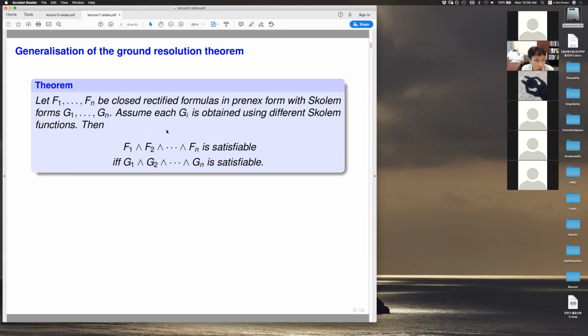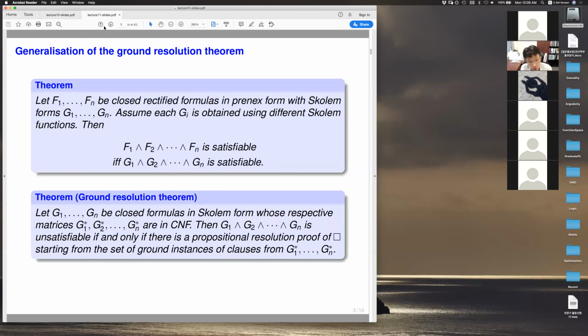If you do so, although the Skolemization is done independently, you can show that the conjunction of F1 up to Fn is satisfiable precisely when G1 up to Gn is satisfiable. In other words, as long as you ensure you are not using the same function and constant symbols, we can put this parallel Skolemization together, and that parallel Skolemization preserves and reflects the satisfiability. Okay.